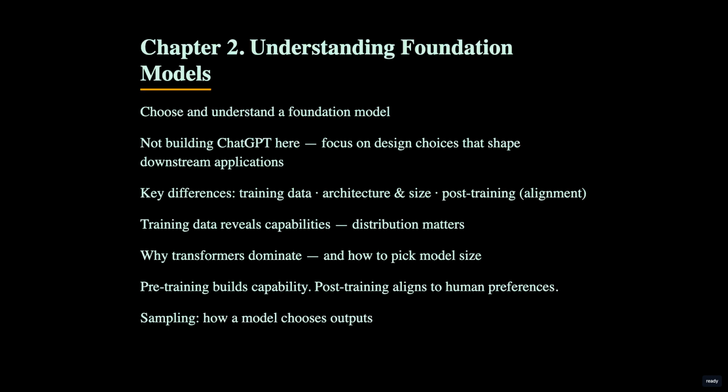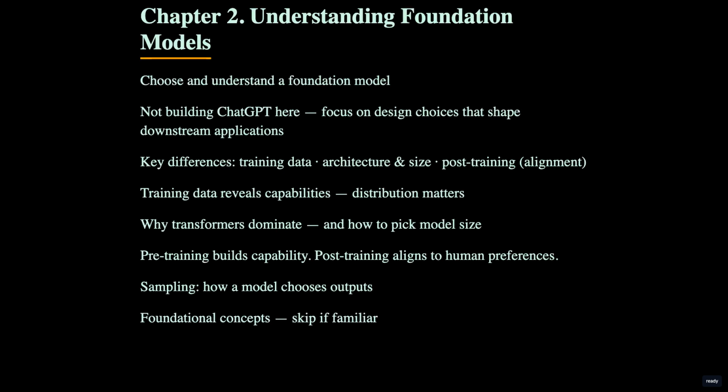People often focus on training, but sampling, the method a model uses to pick one output from many, strongly shapes what we actually see. Sampling choices explain behaviors like hallucinations and inconsistency, and switching strategies can often improve results with relatively little effort, which is why this topic is so important.